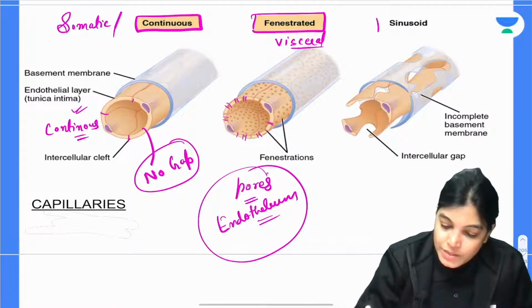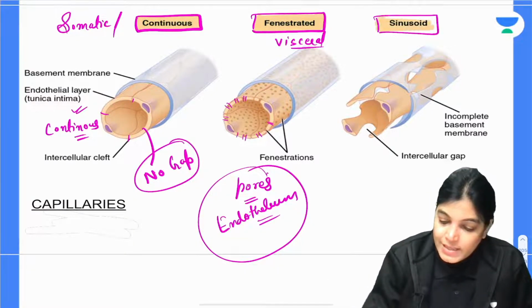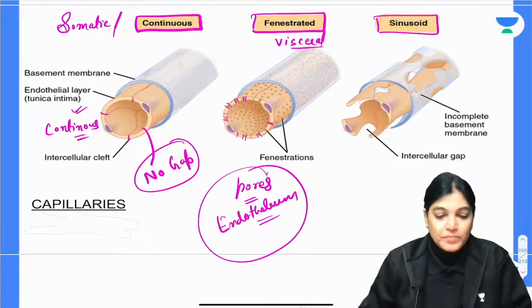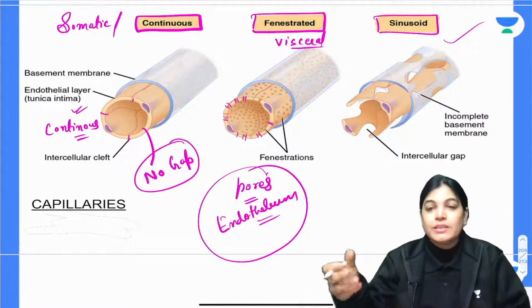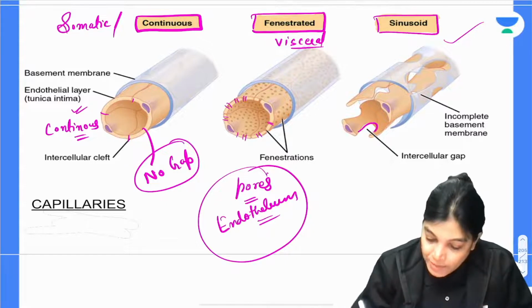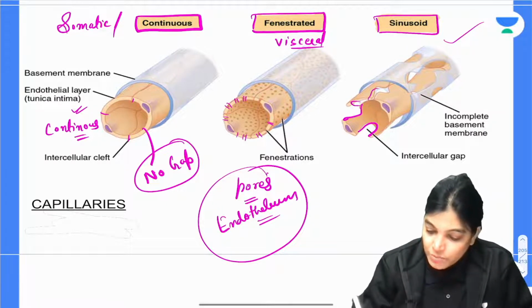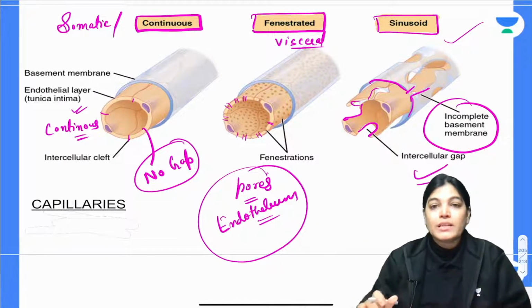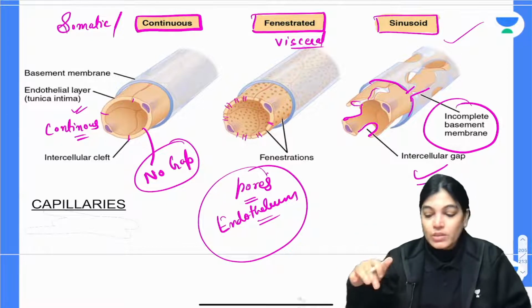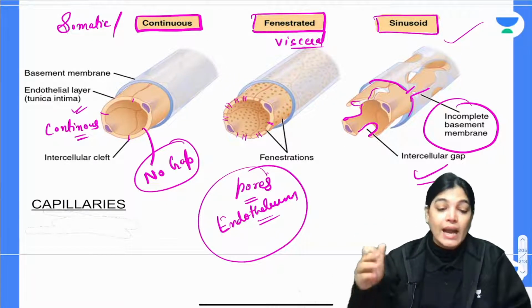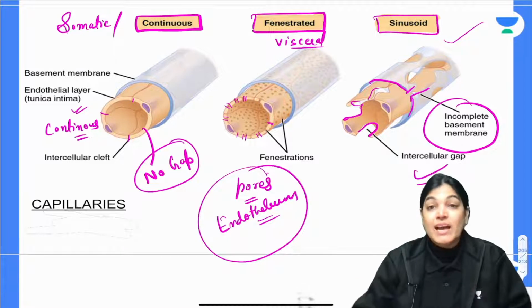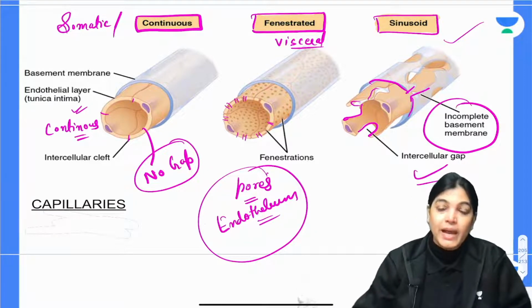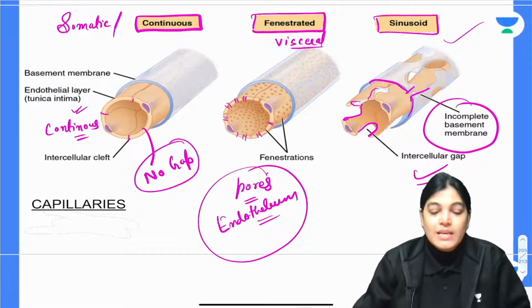When you see the third one, which has a wide gap, this is called sinusoids. These sinusoids are present in the liver and the spleen, and there is a gap in the endothelium. See here, a prominent gap in the endothelium. Not only that, the gap also resides in the basement membrane. So it is highly permeable, with an irregular lumen, gaps in the endothelial lining and gaps in the basement membrane. These kinds of capillaries are found in the liver, hemopoietic organs, red bone marrow and spleen.